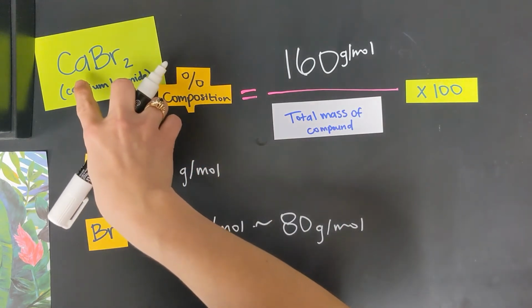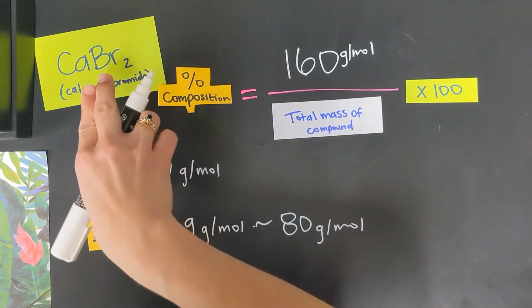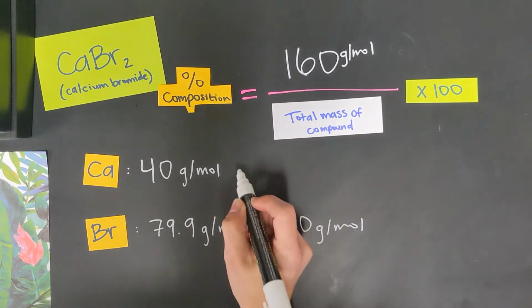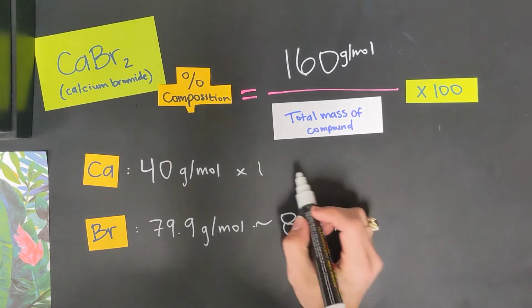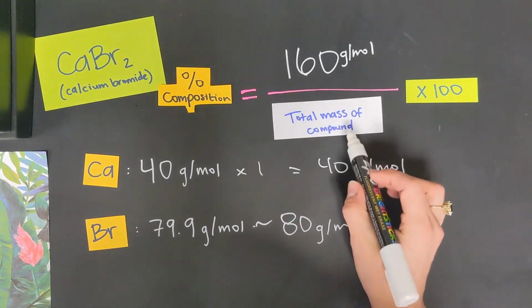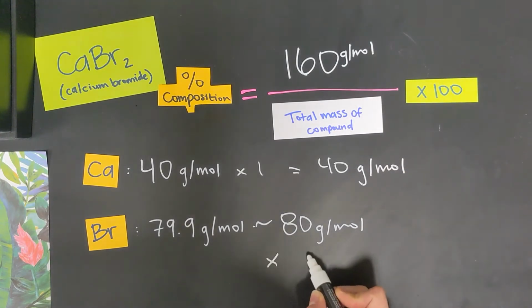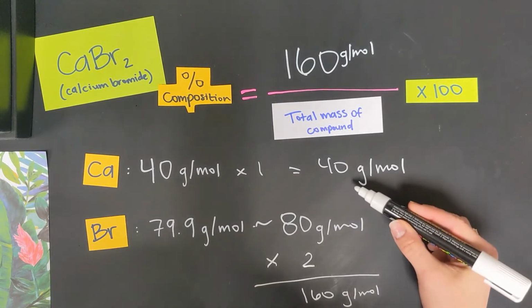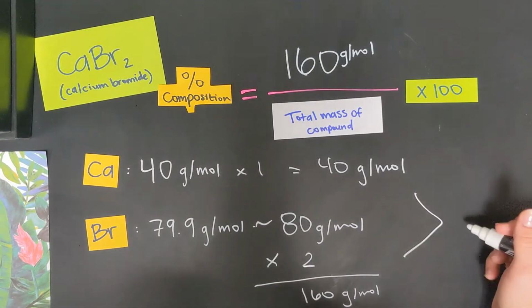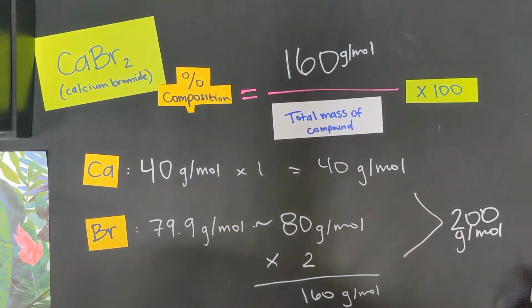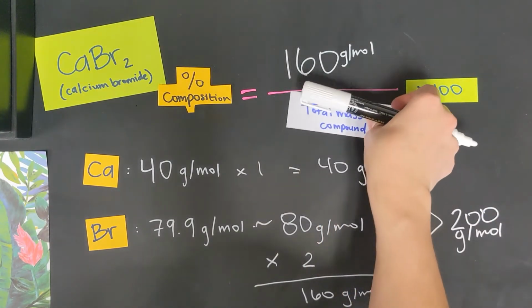Now we also need the total mass of the compound. So we need the mass of the single Ca plus the 2 Brs all added together. So let's go ahead and find that really quickly. Well, I have 1 calcium, which gets me to 40 grams per mole. So we need the molar mass for this part. And then 80 times 2, which is 160 grams per mole. 160 plus 40 gives us 200 grams per mole. So 200 grams per mole goes here.